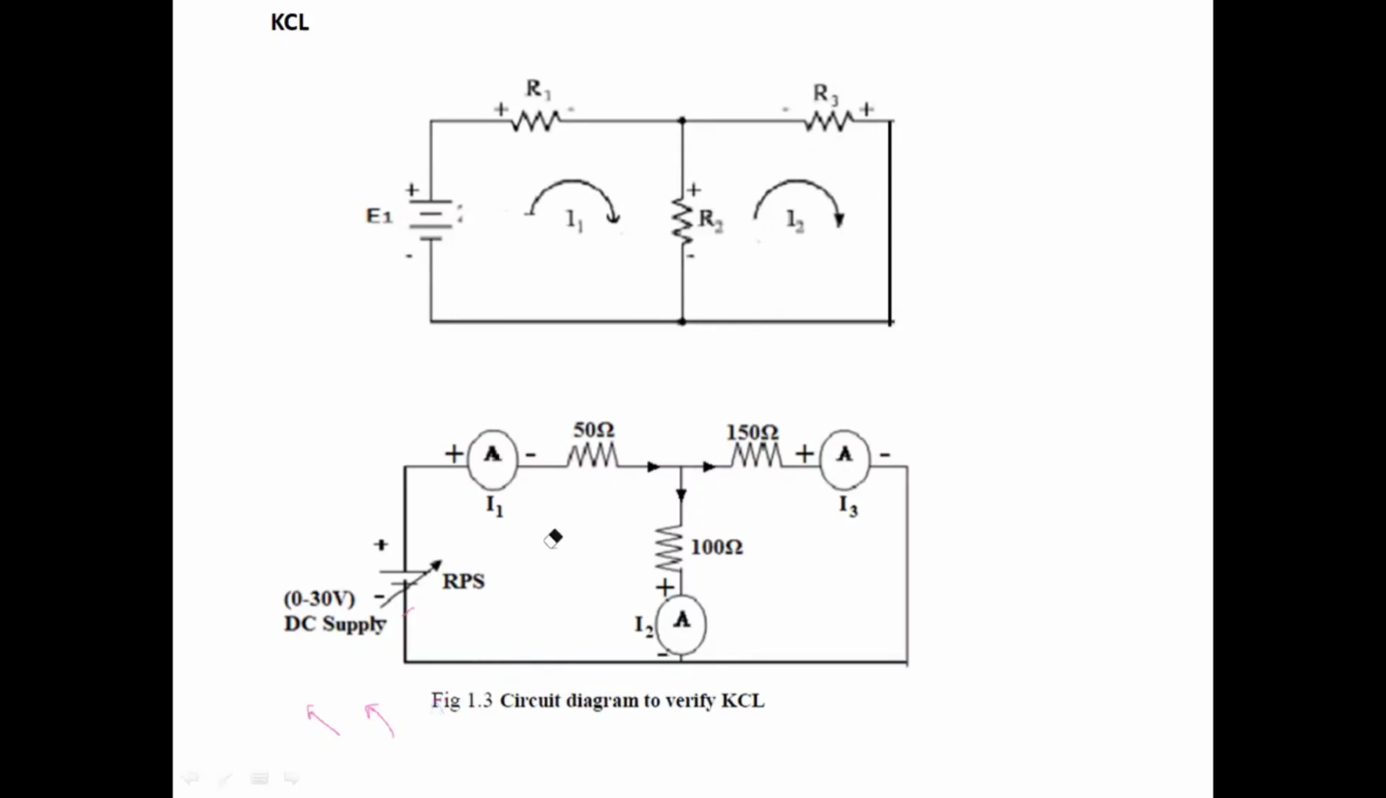And basically the arrow mark represents the variation. Okay, it is a regulated power supply. We can vary the voltage according to the requirement, and we'll be using three digital ammeters to measure the current at different branches. Now first we'll see the theoretical calculations, then we'll move on to the conduction of the experiment, as you already know.